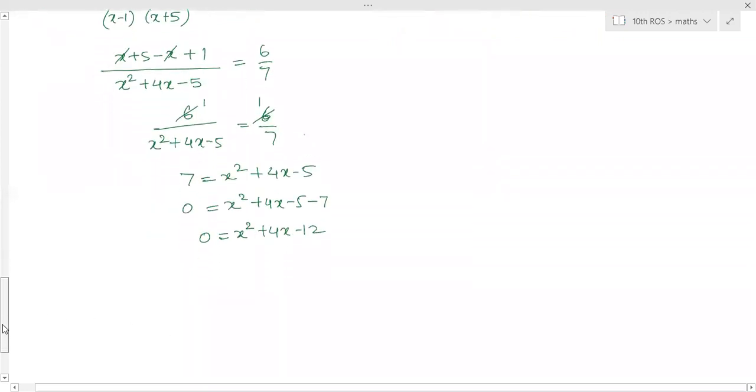Now we have it in the form of ax square plus bx plus c. Now factorize it further. So what is needed? The product is minus 12, different signs, so the difference of the two terms should be 4. So what are the terms? Then what should be the middle term?